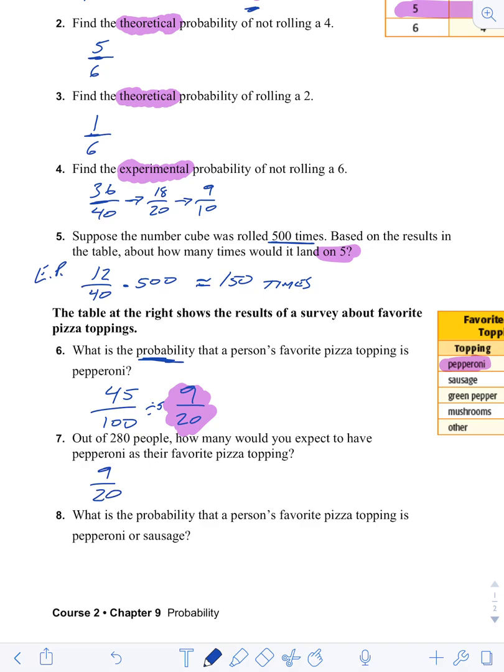9/20. Now I'm going to multiply that by how many? Well, it tells me I'm going to multiply that now by 280. Okay, so now I'm going to do that. I'm going to take 9/20, which is really 0.45, and I'm going to multiply that by 280, and I'm going to get an answer of about, that's why the squiggly's there, about 126 people.